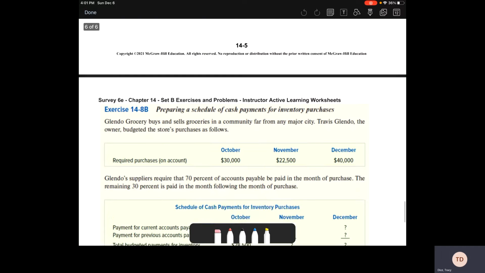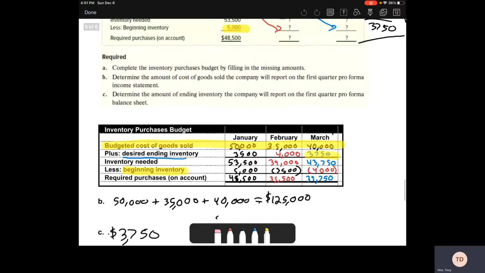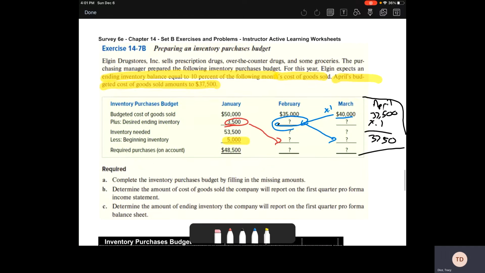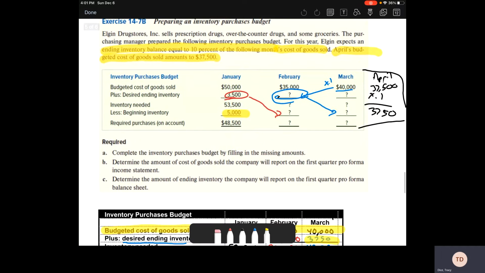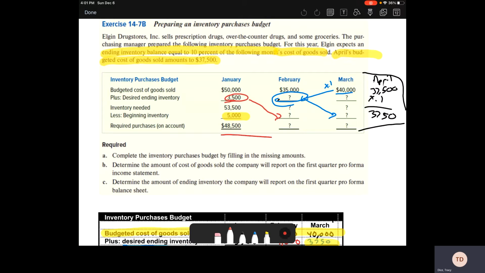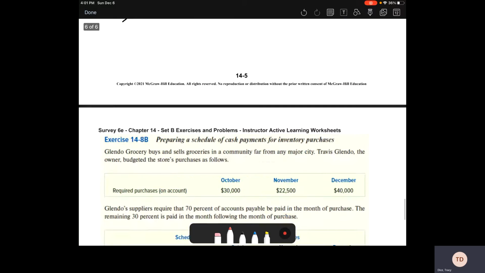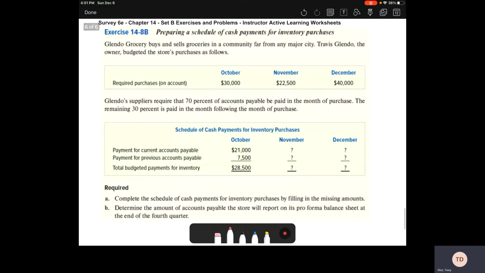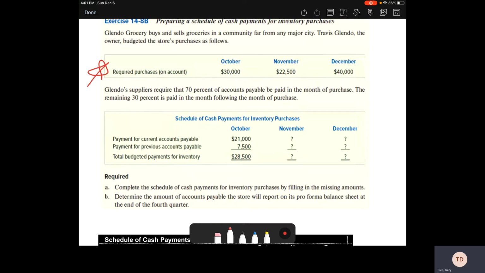Basically, this is another example of what we did in exercise 14.7b, and they just started with this bottom amount. So that's what we would have found here. That's how you get these required purchases. We're doing all of those purchases on account, and the supplier requires that 70% of the accounts are paid in the month that you make the purchase, and 30% is paid in the month following the purchase.